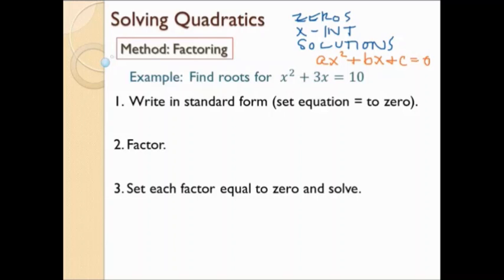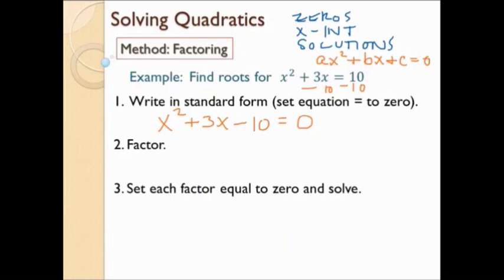All right, so the first thing I need to do here is I want to subtract 10 from both sides. Now, there's no like terms to combine. I'm just going to stick the minus 10 on the end of the equation. So I'm going to end up with x squared plus 3x minus 10 equals 0.